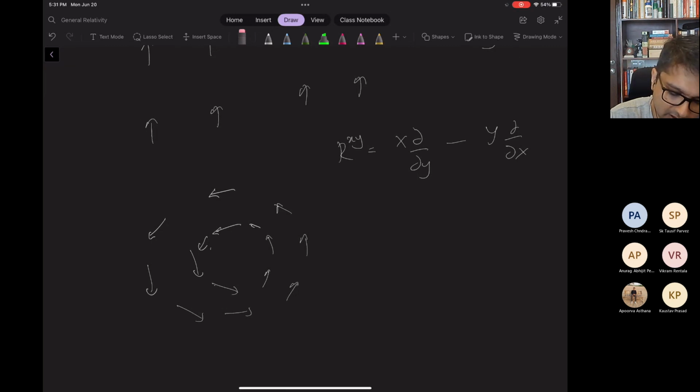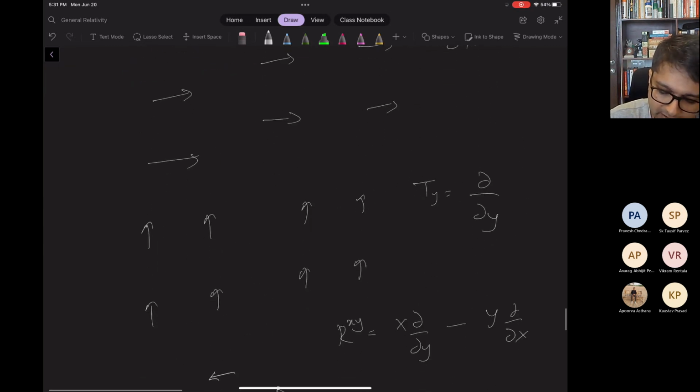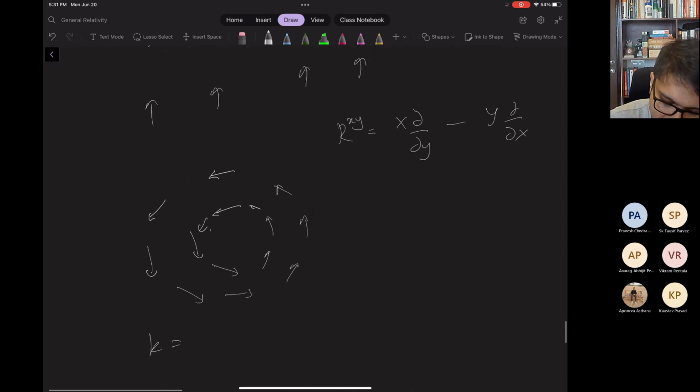Now these are my three killing vector fields. A general killing vector field is an arbitrary linear combination of these, with constant coefficients: C1 Tx plus C2 Ty plus C3 Rxy. These are constants; I cannot change them at different points on the manifold. This is a general killing vector field.